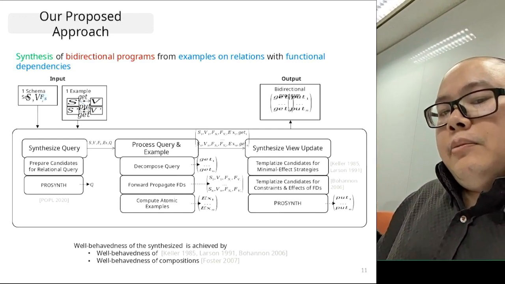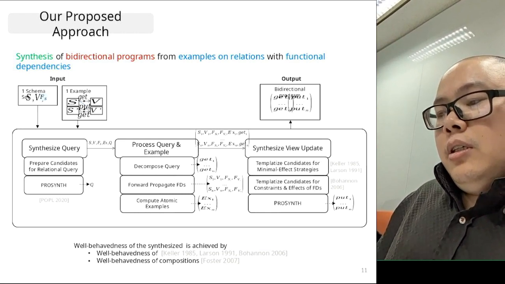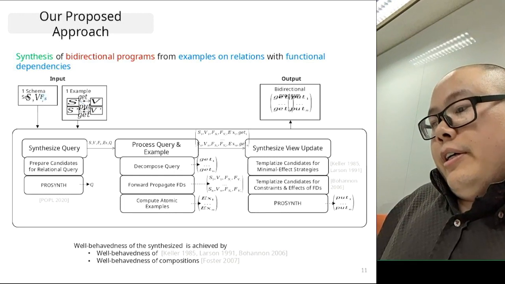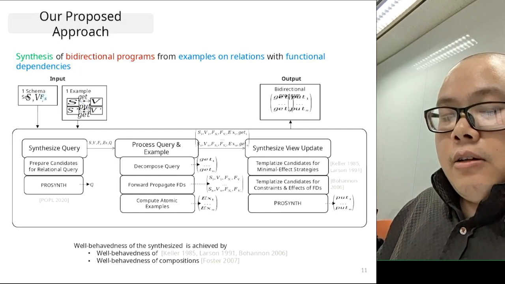First is the well-behavedness of each atomic pair that comes from some template that we already have, where we have insight when we design templates. And second is the well-behavedness of a composition of several smaller well-behaved programs.